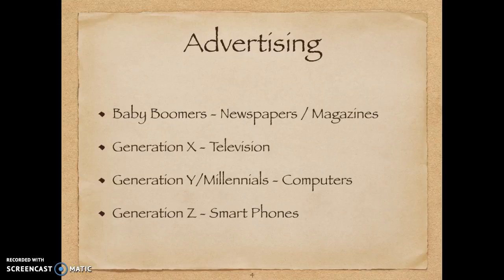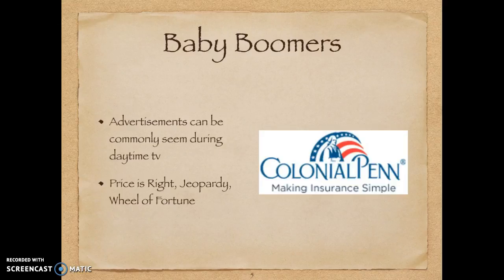One specific example of this target media advertising would be life insurance. Life insurance companies such as Colonial Penn need to advertise through specific media in order to reach their target market. Advertisements for them can be commonly seen during daytime TV, especially during shows such as The Price is Right, Wheel of Fortune, and Jeopardy, because these shows tend to draw in that older audience that they're trying to reach.